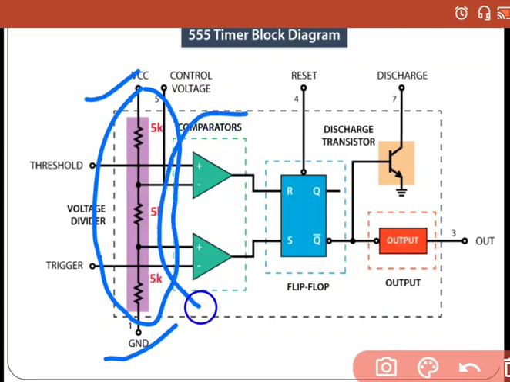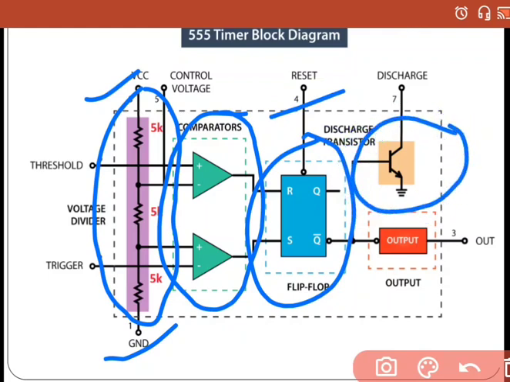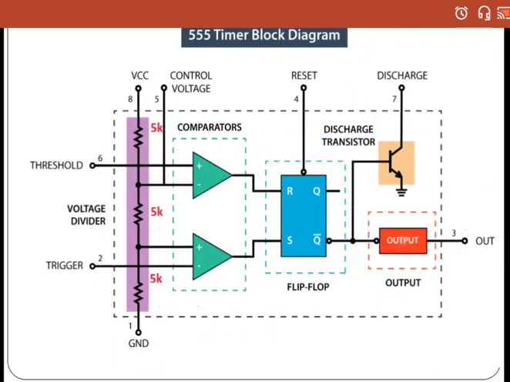Apart from this, this one is a comparator, shown by the green portion. This is a comparator circuit. This is the flip-flop circuit, and here is the reset pin to reset the timer, and here is the discharge transistor. It could be used with some external capacitor to set the time period of the square wave. And here is the output. In this portion, there is a NOT gate that just inverts the signal it is getting from the flip-flop and puts it in the output section.